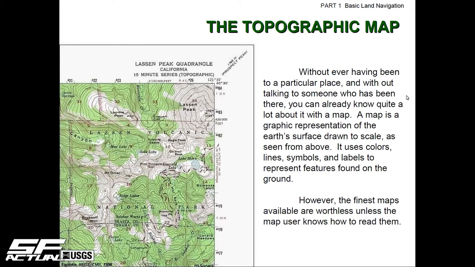Understand that a map is a graphic representation of the Earth's surface drawn to scale. It basically means that even though you've never been to this particular place, even though you've never talked to anyone that's been there, you can already know quite a bit about it based on so many different things that are on it, minus just looking at it and understanding direction. There's colors, there's lines, there's symbols, there's labels, things that you can pull from.